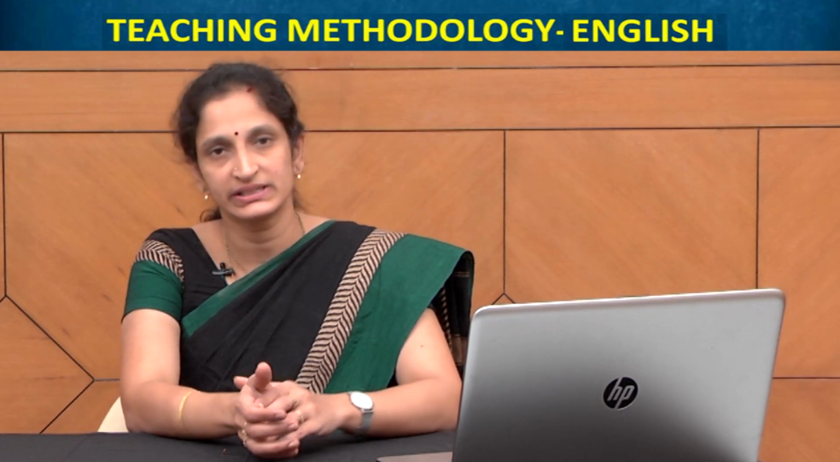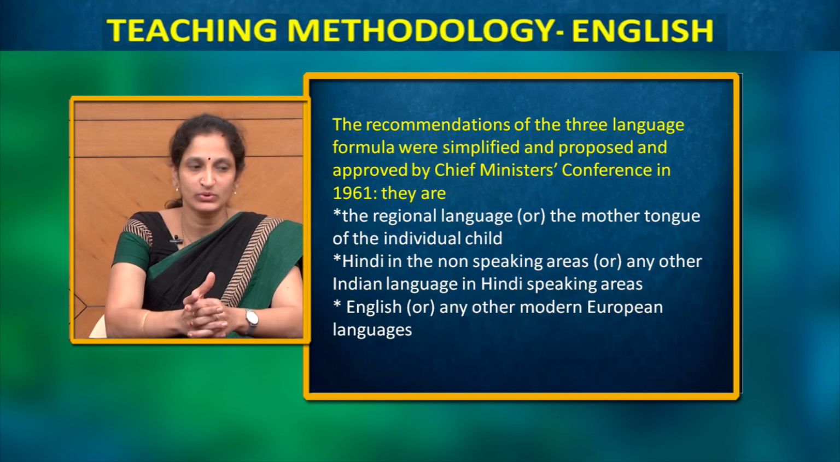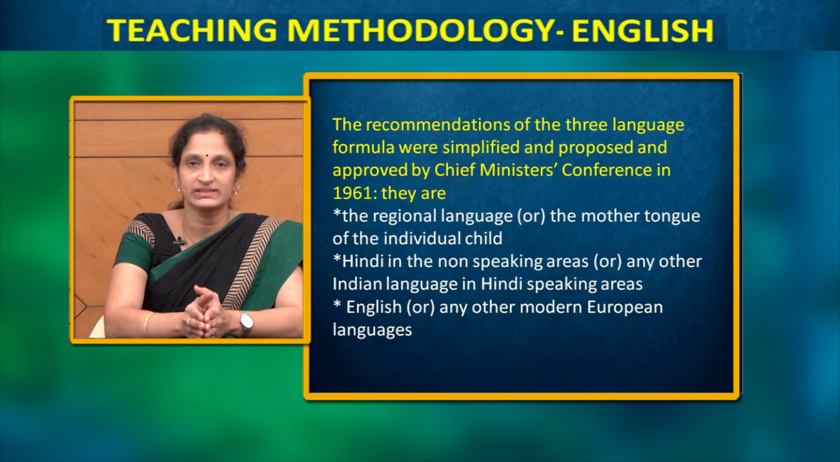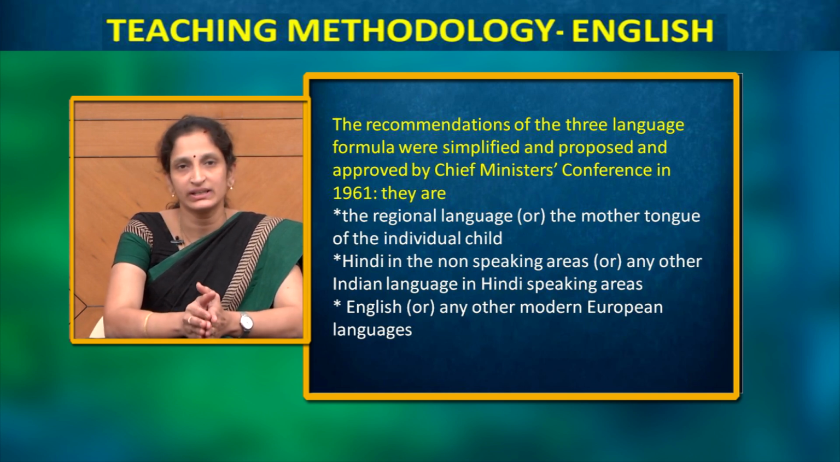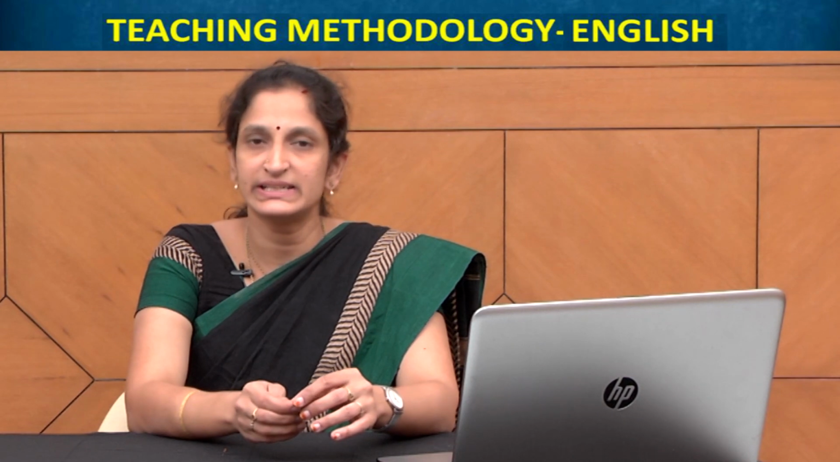And also the board recommended that English should be introduced earlier than class 5th. The recommendations of the 3-language formula were simplified, proposed and approved by the Chief Ministers Conference in 1961. So, these are the 3 languages. The first language is the regional language or the mother tongue of the individual child. Coming to the second language, Hindi in non-Hindi-speaking areas or any other Indian language in Hindi-speaking areas. Coming to the third language, English or any other modern European language. So, based on these, the 3-language formula was introduced by the Chief Ministers Conference in 1961, which was proposed by the CABE.